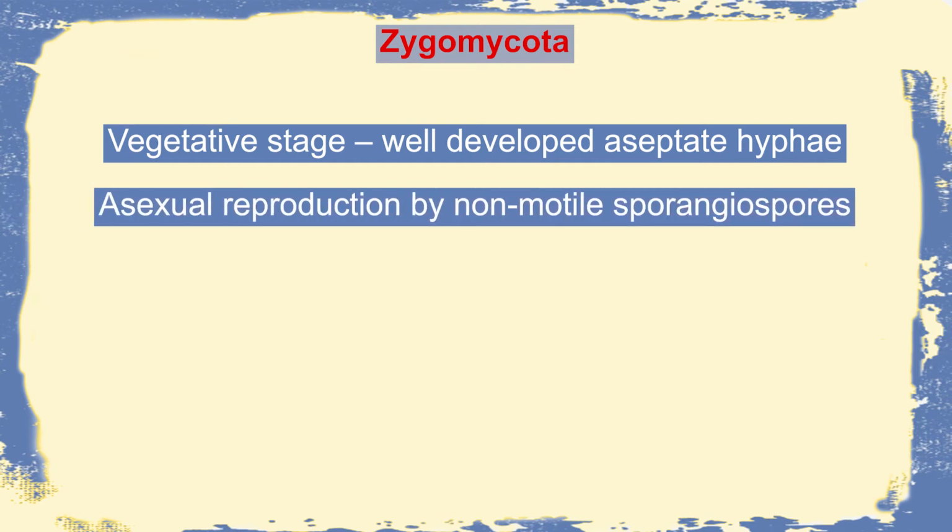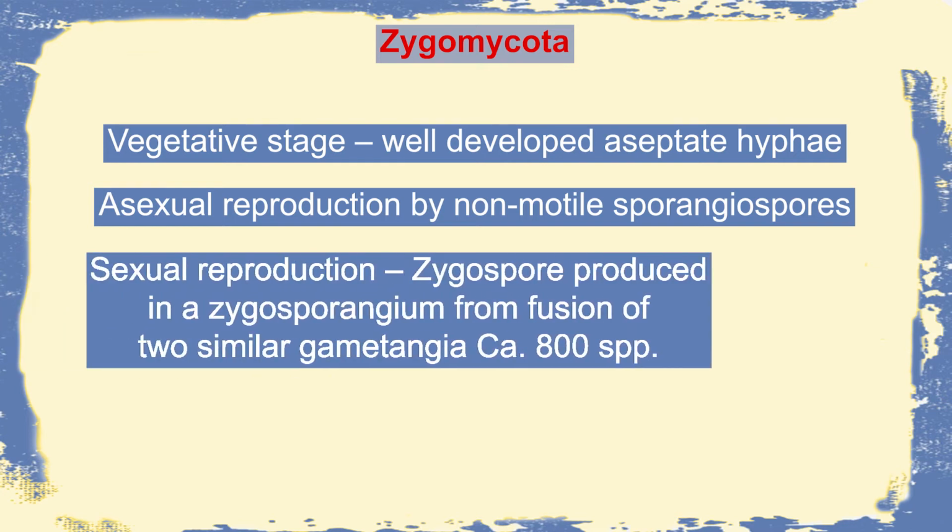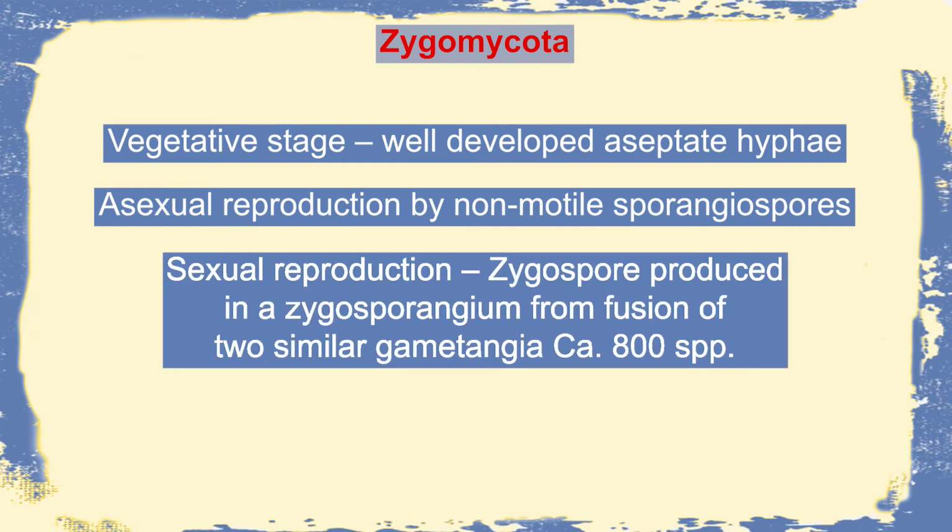Apart from that, they will also produce an asexual spore called sporangiospore, and there may be around 800 species. They have unique mycelia which is aseptate, and the mycelia is called coenocytic. They very commonly grow on fruit and bread, and they are called bread molds or fruit molds.